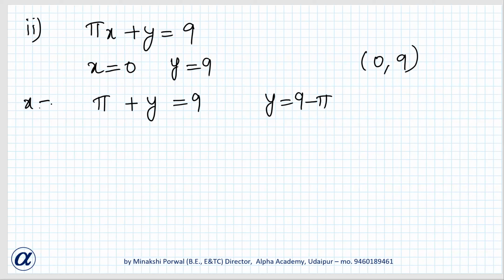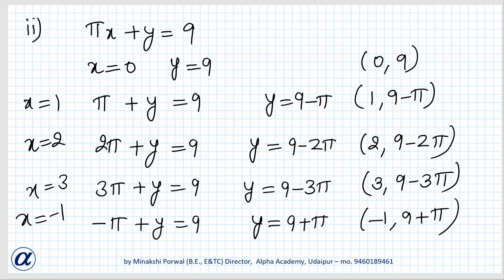When x is 1, it becomes 1 comma 9 minus pi. बस ऐसे निकालना है बाकी सारे. Okay, so any 4 answers you can note down, because we want only 4 solutions.